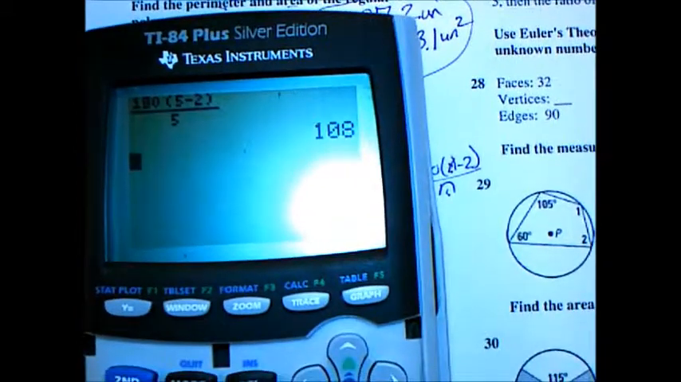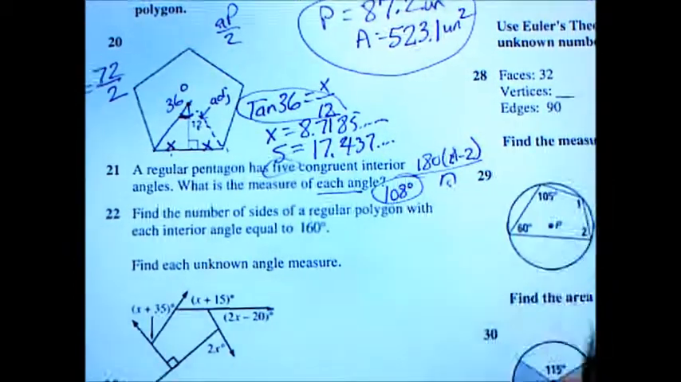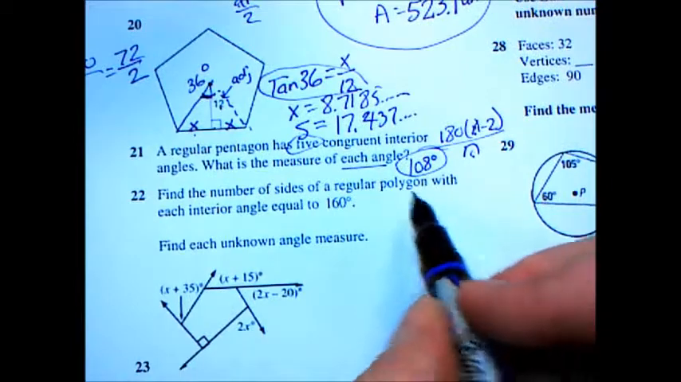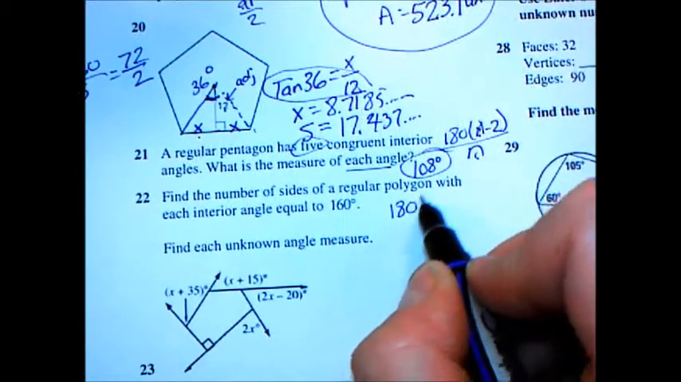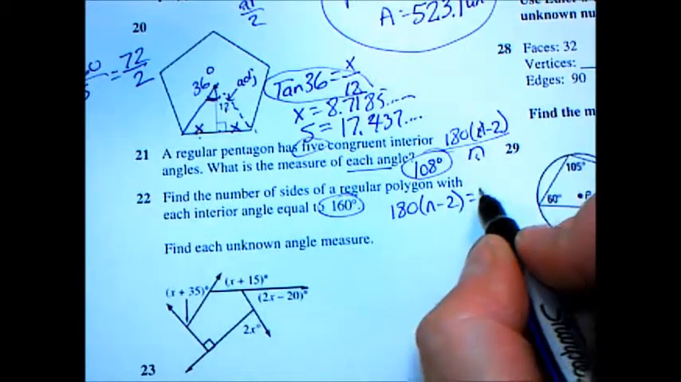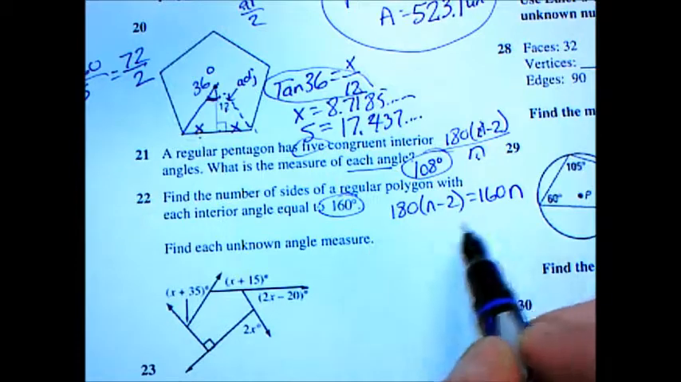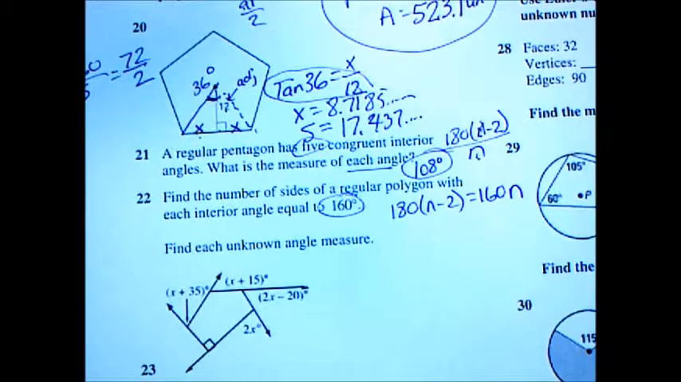And that gives me 108. On 22, we're going to start out with the same formula, but this time they tell you the interior angle, so this one kind of changed a little bit because I'm going to put the n in that position. Not dividing by n, but over on the interior angle side.